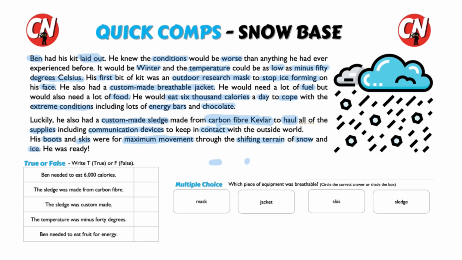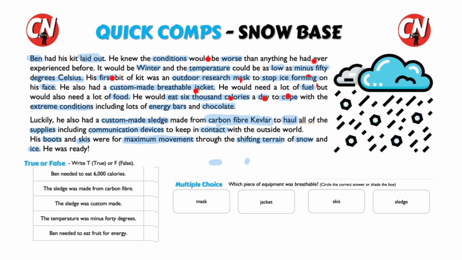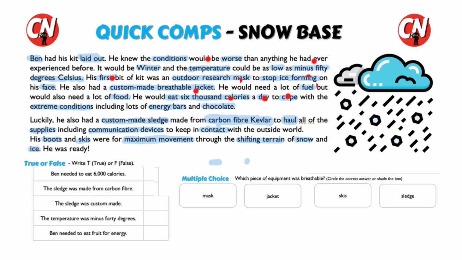So there's quite a lot. If you look back at this text, there's quite a lot of information that isn't highlighted. So there's only little bits of information in this text that are actually relevant, I think. Again, let's have a go. Let's look at some true or false. I'm just going to move this over slightly.